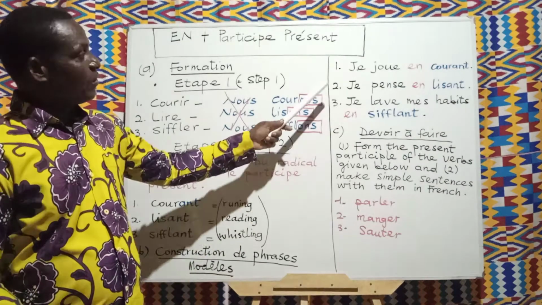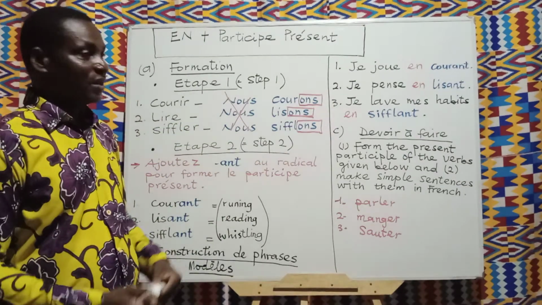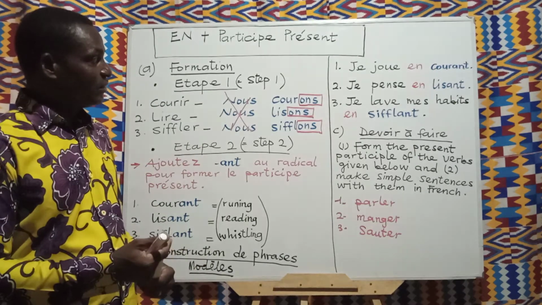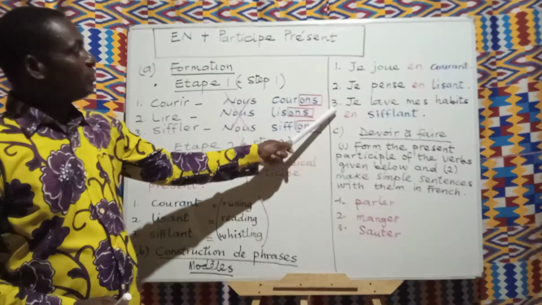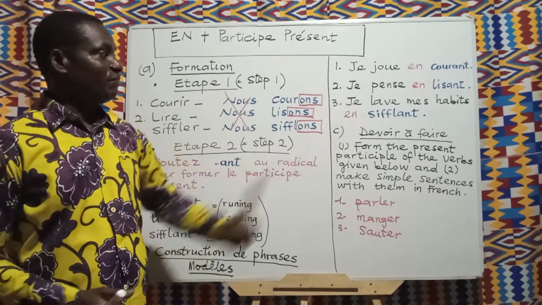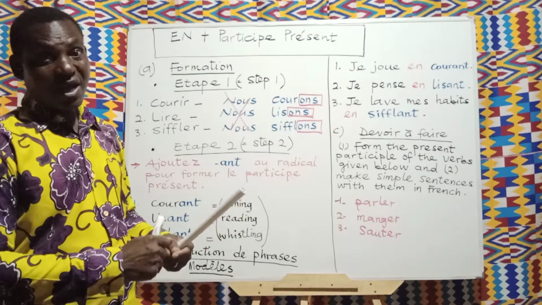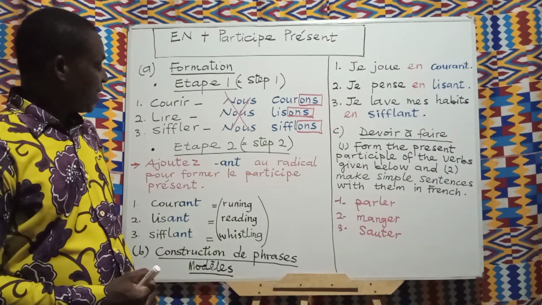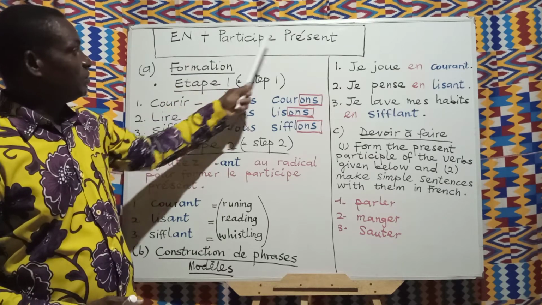Very simple. When I come to my second sentence, je pense en lisant. As I think, I read. Or I think while what? Reading. Good. When I come to my sentence 3, je lave mes habits en sifflant. As I wash my clothes, I do what? I whistle. So in 3 sentences, I've come out with a nice usage of en plus participe présent.